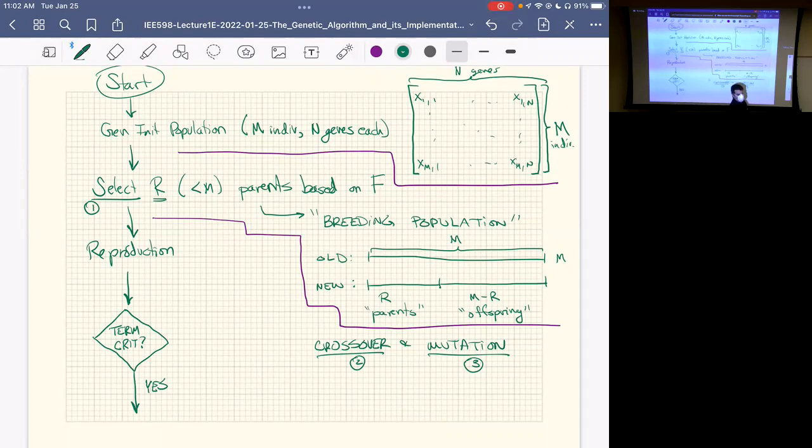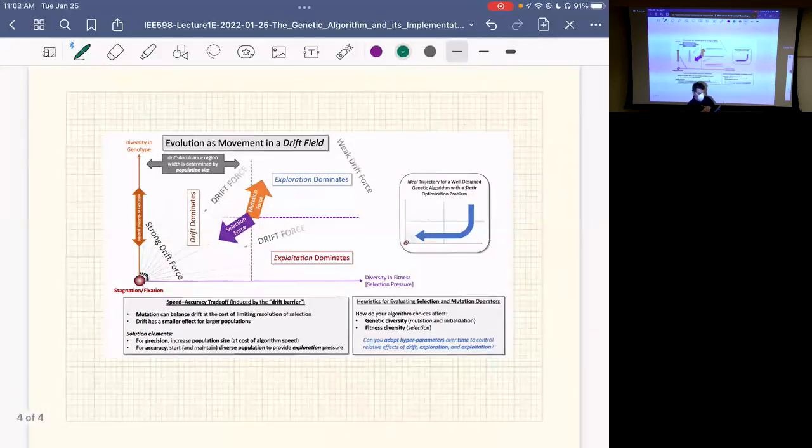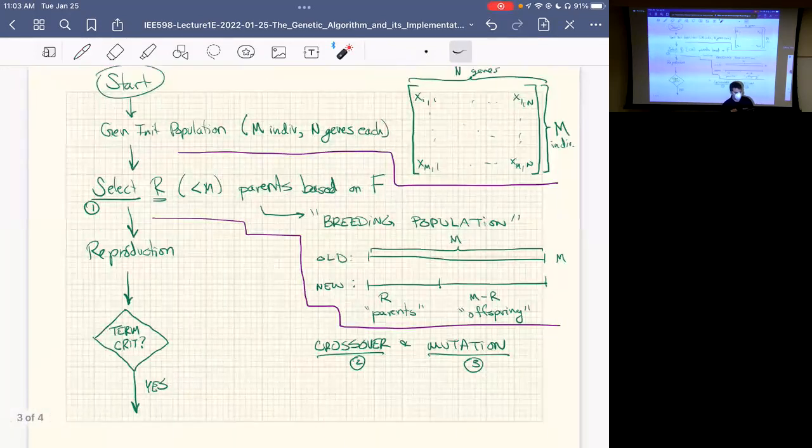Those GAs will try to estimate population diversity throughout to see, is drift taking over at this point? If drift is taking over at this point, I might need to increase my selection pressure. If drift is not taking over right now, maybe I can back off selection pressure so I can get a little bit more exploration. We'll get back to this little diagram that I drew a while back, but these adaptive processes help maintain us in this upper corner. They do that by adaptively changing these hyperparameters.